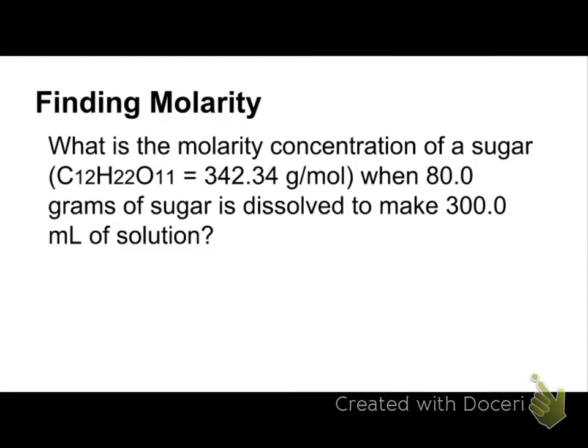I'm giving you the molar mass. The NaCl, the last one we did, was 58.45 grams. We calculated that. Sometimes I'll give it to you. You don't have to do that step. So all you have to do is convert the 80 grams into moles and divide it by the liters. Go ahead and do that. It should only take you a couple minutes to do it since you don't have to figure out the molar mass.